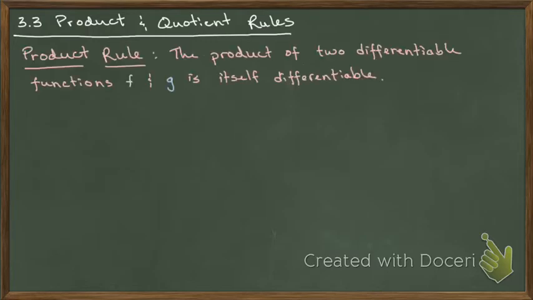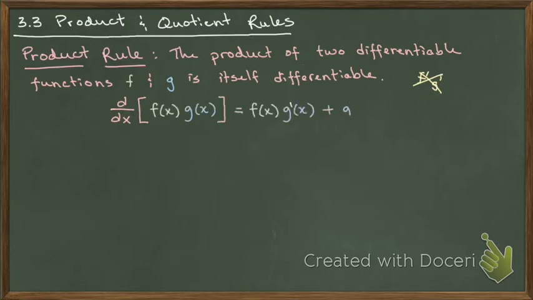The product of two differentiable functions, f and g, is itself differentiable. And it goes just like this. Unfortunately, we'd love for it to be f prime times g prime. That's just not the case. We do, however, have a nice little formula. Again, this comes from the limit definition. We see that the derivative of f times g is just f times g prime of x plus g times f prime of x. Okay, so there's just this little combination type pattern that we see.